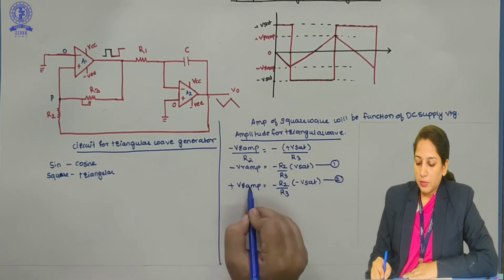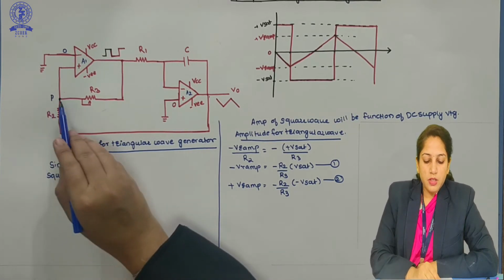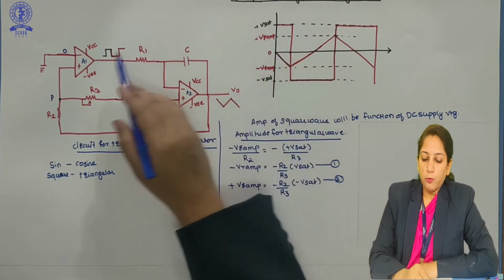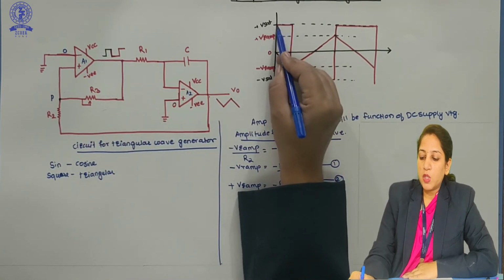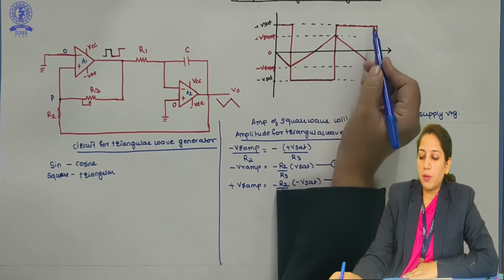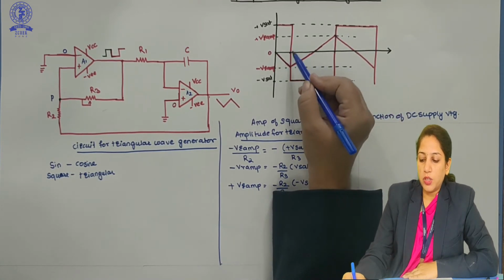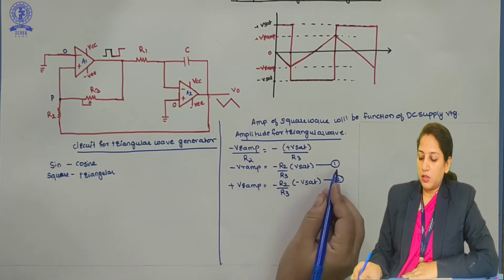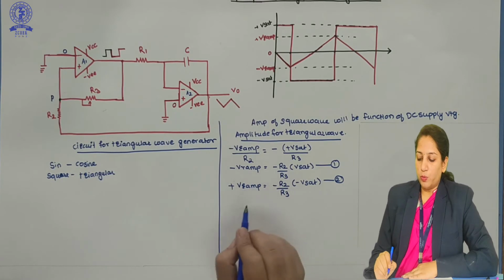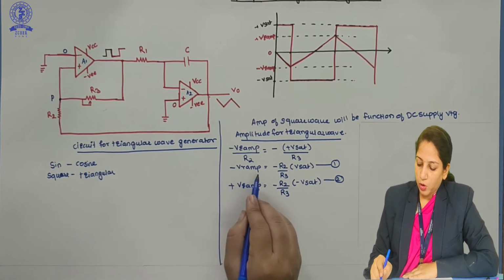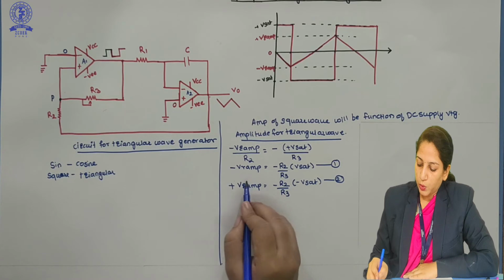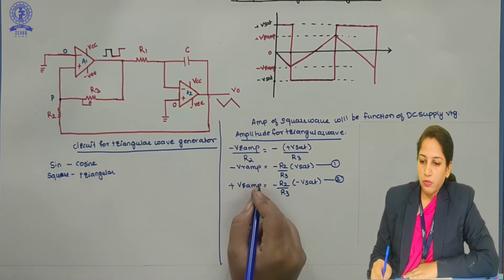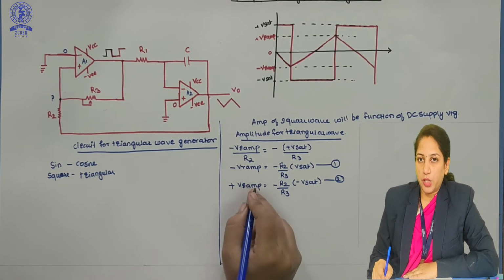At both these voltages, at both these times, my P will be equal to 0. Whenever the output of the first operational amplifier switches from plus V saturation to minus or minus to plus, at both switching times, before it gets switched, my voltage will be 0. At that time we have developed these two voltage outputs, or two voltage equations.